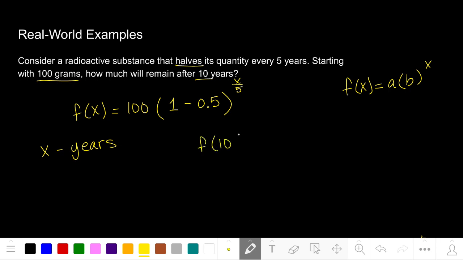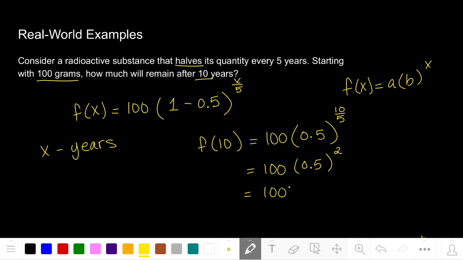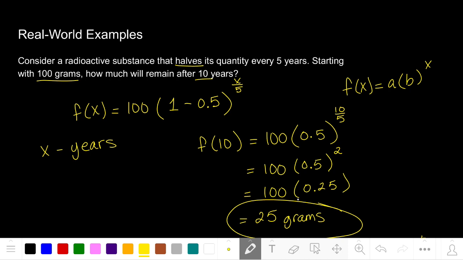So we plug in f of 10. F of 10 is 100. And we can simplify this. 1 minus 0.5 is 0.5, 50% to the 10 over 5. Well, this is 100 times 0.5. 10 divided by 5 is 2, which is 100 times 0.5 times 0.5 is 0.25. And 100 times 0.25 gives us 25 grams. So in only 10 years, this radioactive substance has decayed from 100 grams to 25 grams.